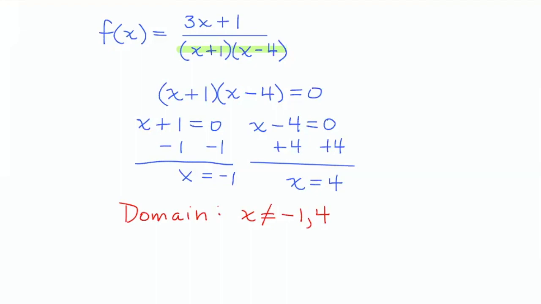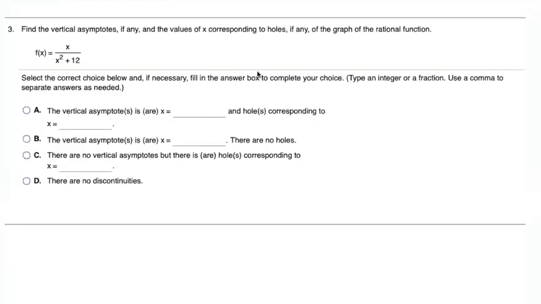Now let's go back. For our third example, we're asked to find the vertical asymptotes. But just for practice, I'm going to go ahead and try to find the domain for this one as well. My denominator is x squared plus 12, and I would set that equal to 0. Now this is not one I can factor by difference of two perfect squares.